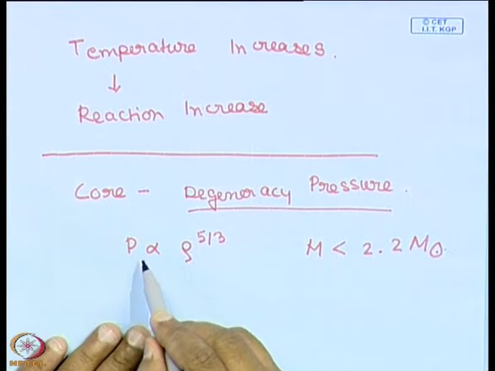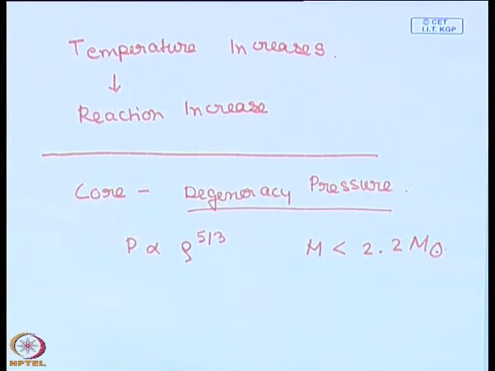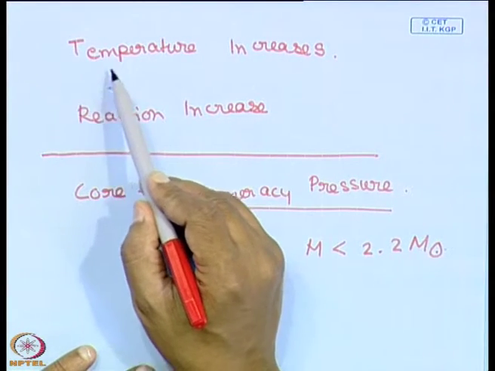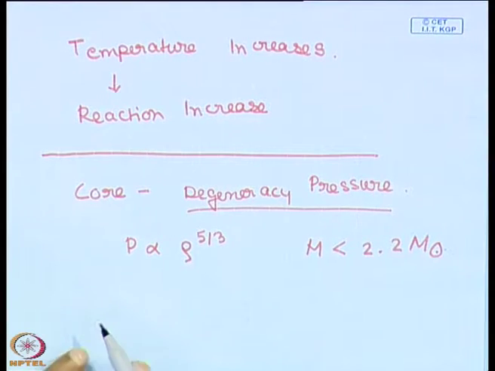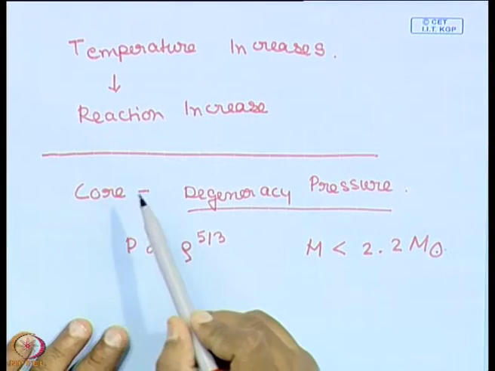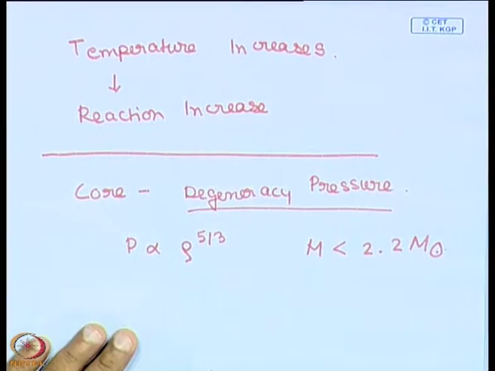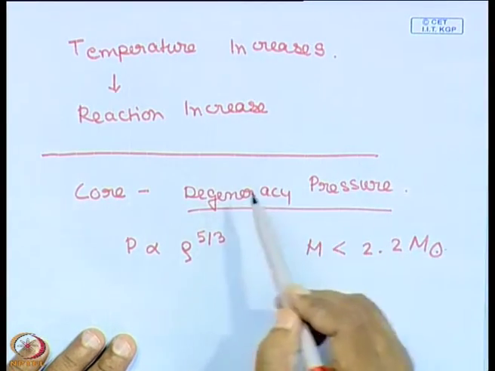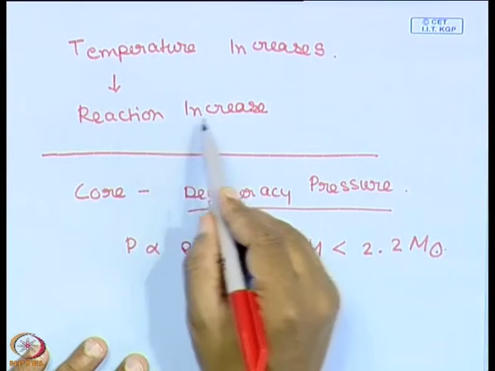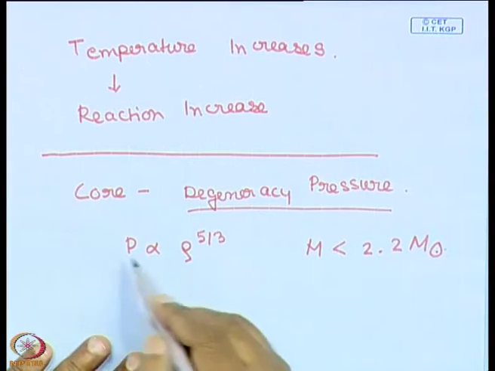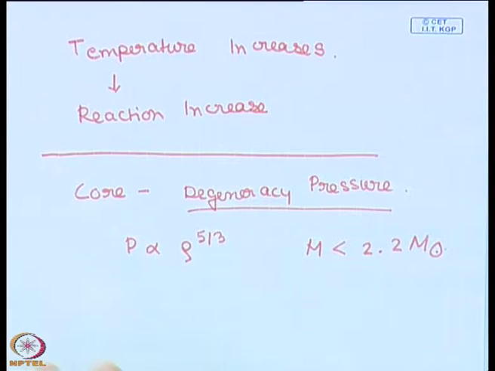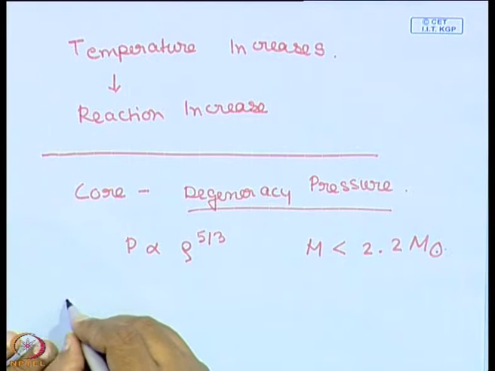If the core is supported by degeneracy pressure, then if the star contracts and the temperature and the reaction rate goes up, the pressure will not change because of the increase in the energy production. Increased energy production will cause the temperature to go up. This will not affect the pressure, and this negative feedback mechanism does not work over here. So it will keep on contracting. So you have what is called a runaway process.